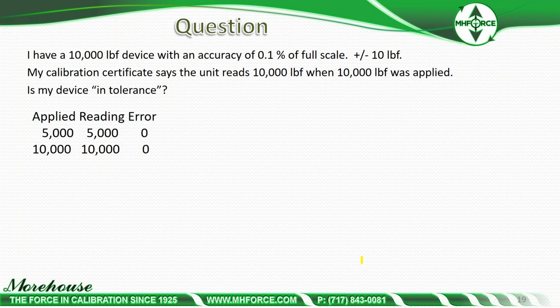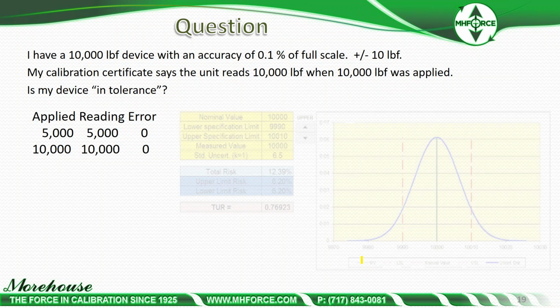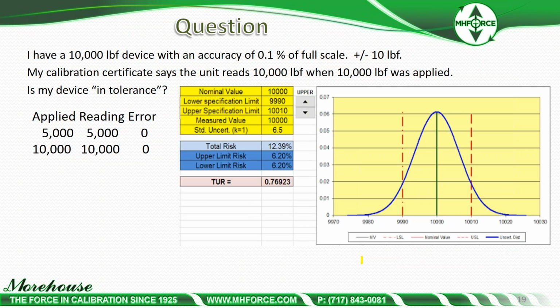So if I have a 10,000 pound device with an accuracy of 0.1% of full scale, plus or minus 10 pounds, and my calibration certificate says the unit reads 10,000 pounds when 10,000 pounds was applied, is my device in tolerance? You have zero error here. But when we calculate standard uncertainty and draw our curve, the plus or minus 10, the answer really depends on how good my calibration supplier is. Can they say whether this is in or out? How good is that true TUR and standard uncertainty?